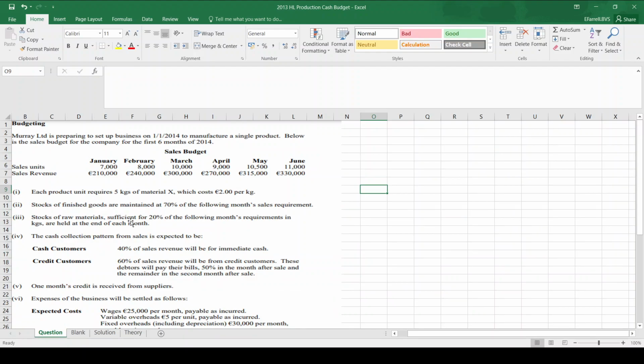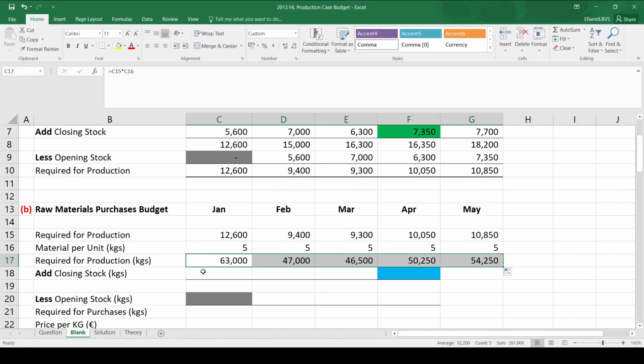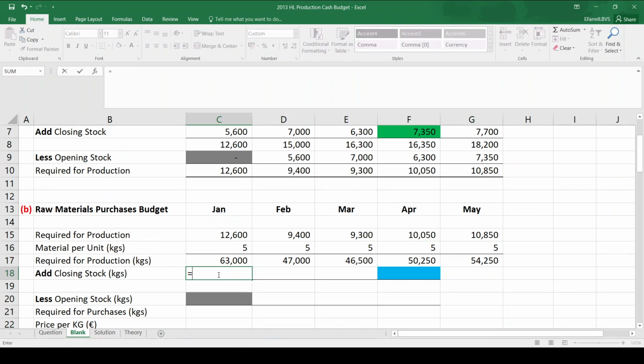Now, the closing stock of materials we can see in part III. So stock of materials sufficient to 20% of the following month's requirements in kgs are held at the end of each month. So closing stock is 20% of the following month's requirements. So again, closing stock here is going to be 20% of the 47,000. February is 20% of the 46,500. March, 20% of 52,500, and then in April it's going to be 20% of 54,250.